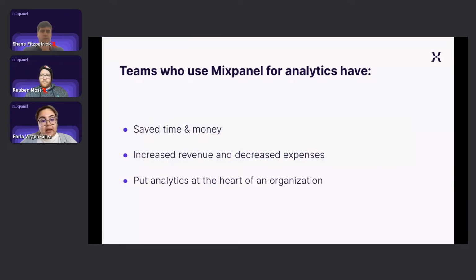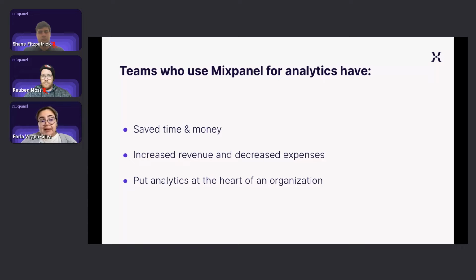Teams who are using Mixpanel today for analytics save time and money by seeing those insights in real time instead of waiting for a weekly report to reallocate your digital spend. You can increase revenue and decrease expenses. With a single platform, you're able to understand where you're getting the highest return on your ad spend and the lowest customer acquisition costs, driving towards a higher lifetime value, because you're seeing the journey end to end instead of fragmented.